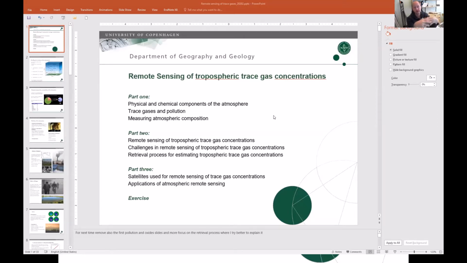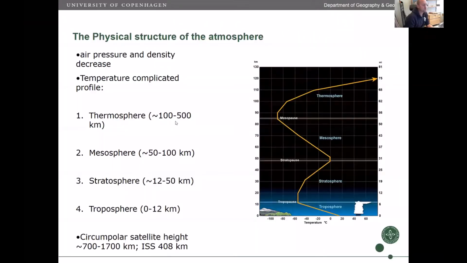And then in the final part, we are going through some different satellites which are used for remote sensing of trace gas concentrations, and some different applications where atmospheric remote sensing has been used. Finally, we will go through the exercise which you are going to do on Friday. So let's start with setting the scene.